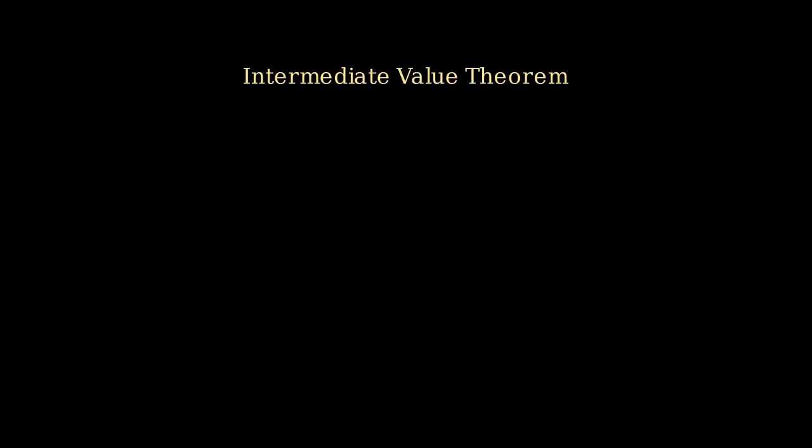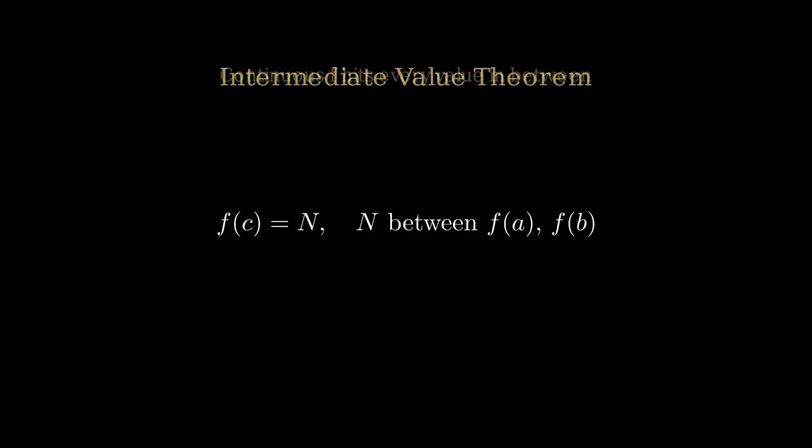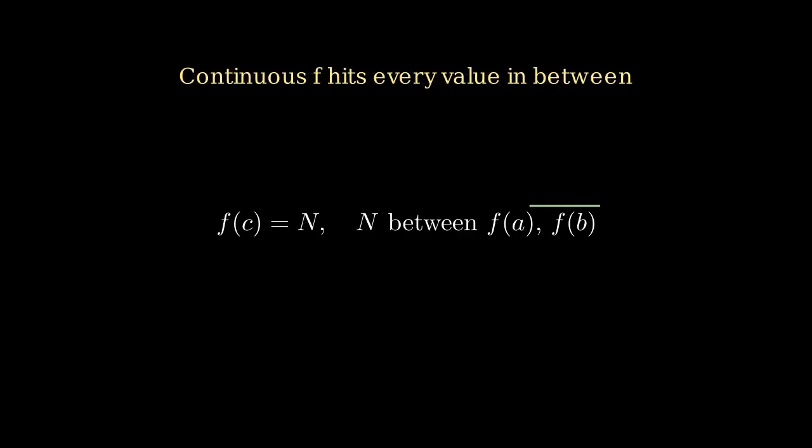Let's begin with the intermediate value theorem. It says that if a function f is continuous on a closed interval from a to b, then for any value n sitting between f of a and f of b, there must exist some point c in that interval where f of c equals n. In plain words, a continuous function cannot skip over a value. It has to pass through every height in between.